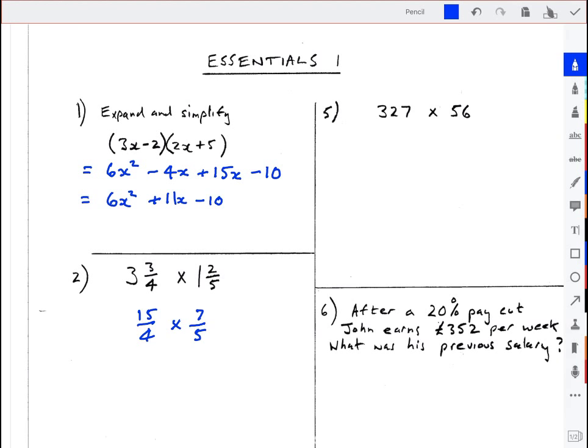Now we look to see if we can cancel, and we can cancel the 5 and the 15. 5 goes into 5 once, 5 goes into 15 3 times. So for the numerator we've got 3 times 7, and for the denominator we've got 4 times 1. 3 7s are 21, 4 1s are 4, so we have an answer of 21 over 4, and if we put that back as a mixed number, 4 goes into 21 5 times, 1 left over, so it would be 5 1/4.